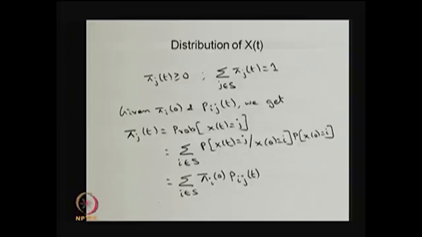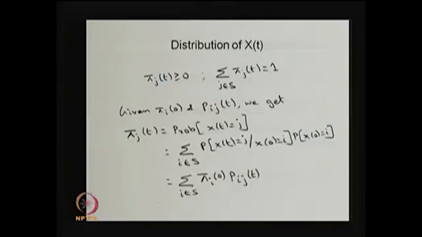That means if you want to find out the distribution of X of t for any time t, I need an initial state probability vector as well as the transition probability of the system moving from one state to other states. Usually the initial state probability vector is given. So what we want to find out is p i j of t. So how to find the p i j of t? That derivation I am going to do in the next 2-3 slides.